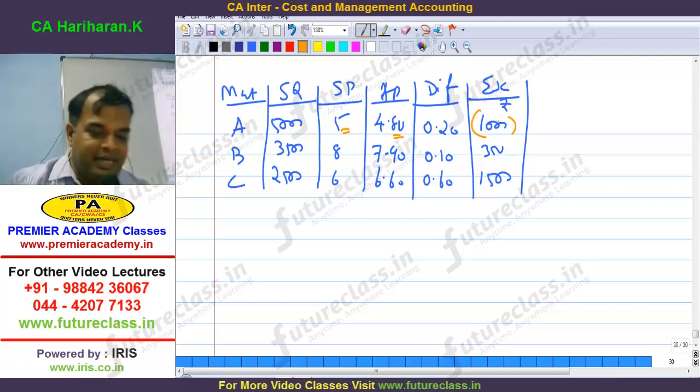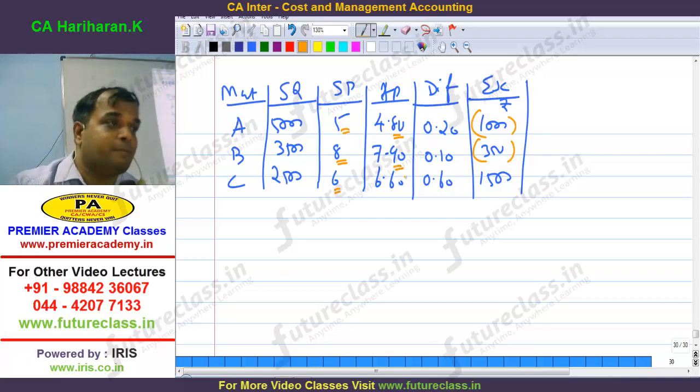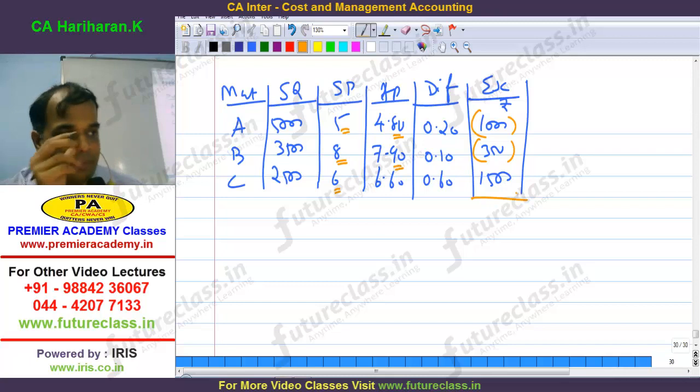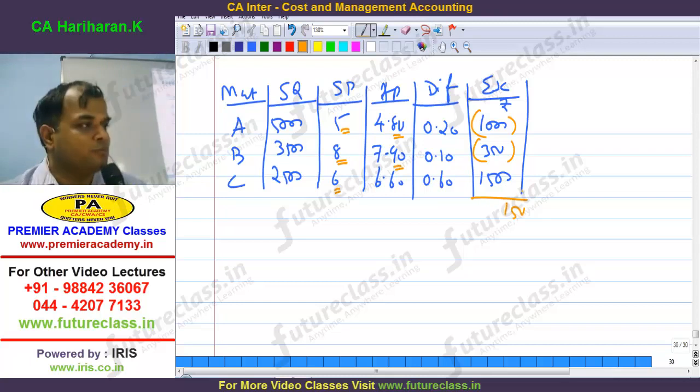Agree? Second one, B, I charged 8 rupees, but I have spent only less. Therefore what to do? I have to return. C, 6 rupees I charge, price goes up. So I have to claim from you. So net how much to claim for material? 150 rupees I have to claim. Understood?